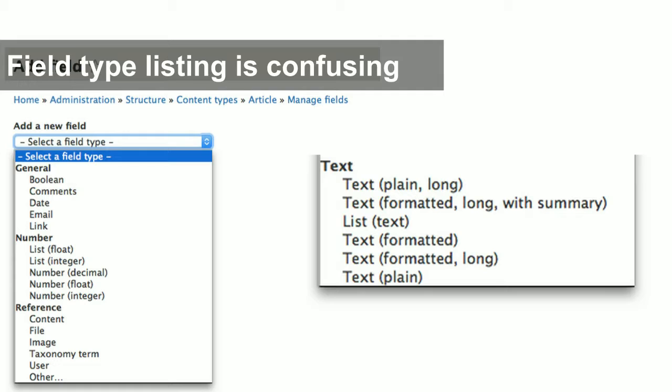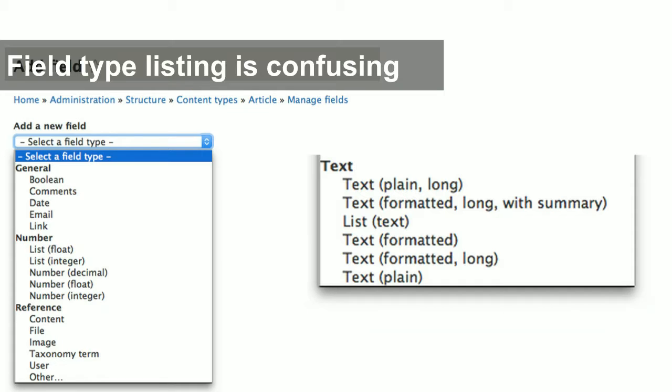One other problem that we had is the listing we have for field types is really confusing. Most users spend a long time looking through this page, trying to figure out which field type they should choose, and it doesn't help that the most common one, which is text, is right at the bottom, and there are about six different types of text here. Text main long, text formatted long with summary, list text, text formatted long. No one really knew what all these meant, and they couldn't figure out what effect this decision has until they click on it and go through to the field type settings. And eventually they get to see what this widget looks like, and they're like, oh, that's not what I wanted. Delete, start again, choose another one.